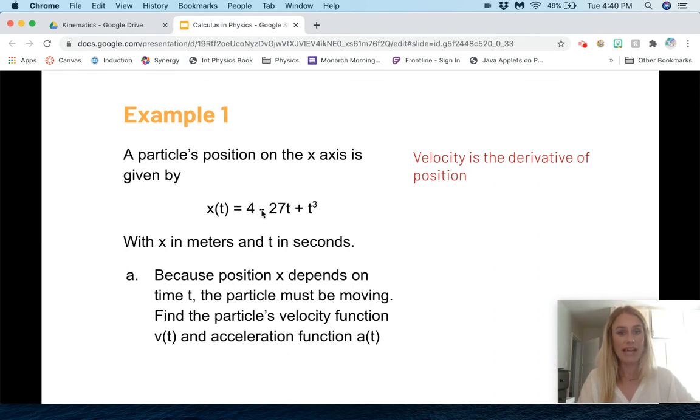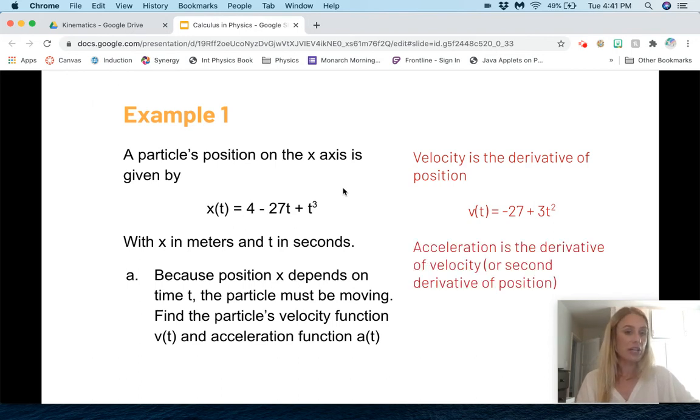And then I have this minus 27t. So again, this is like t to the first power. I multiply 27 by 1, subtract 1 from this exponent, which then just gets rid of that t because it's just t to the 0. So I get negative 27 plus 3t. I'm taking this exponent, multiplying this whole thing by 3, and then subtracting 1 from 3. So I get 3t squared. So our velocity function is going to be negative 27 plus 3t squared.